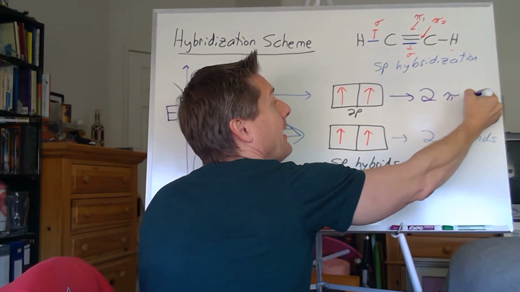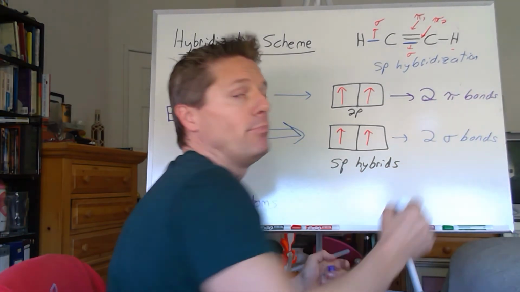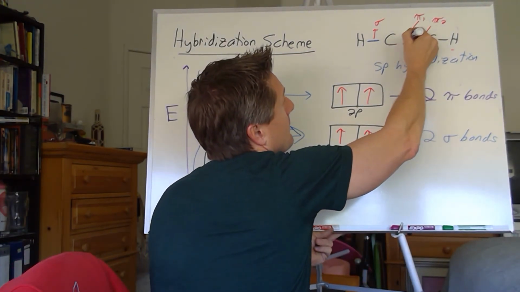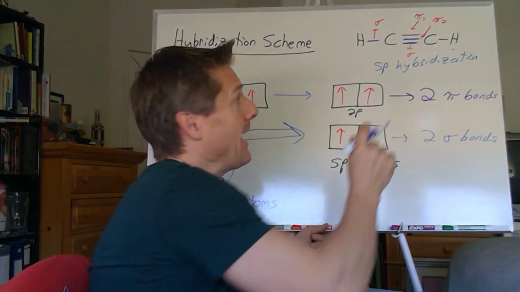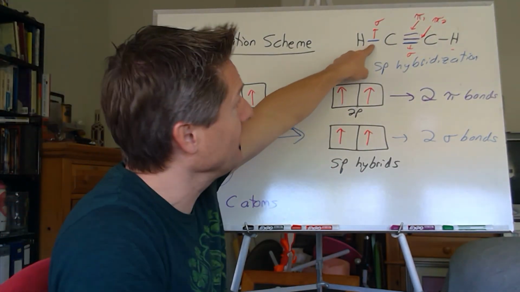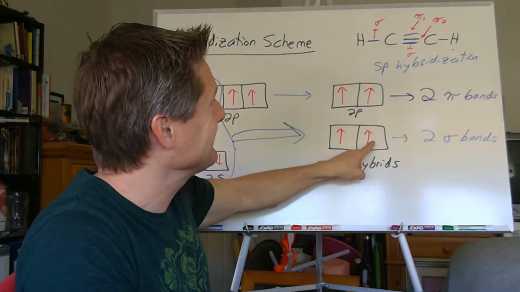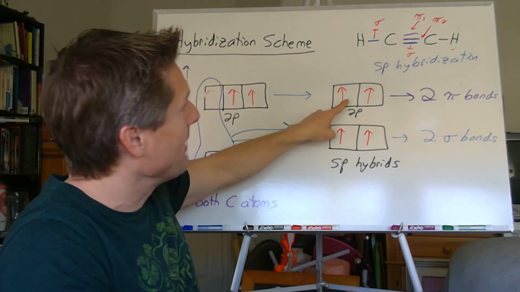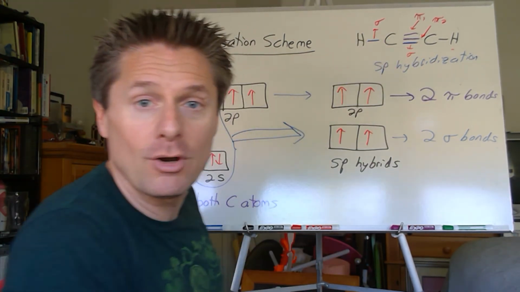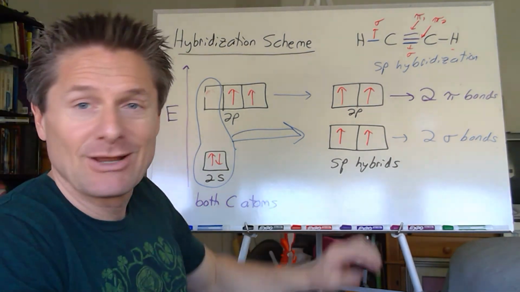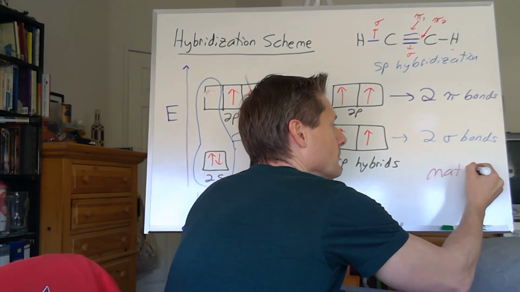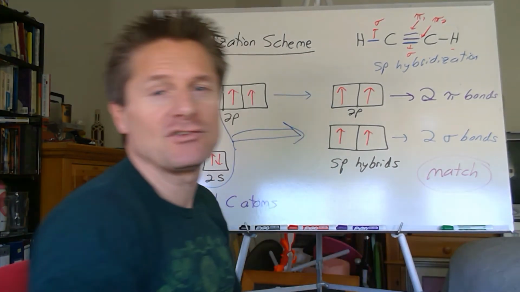2 pi bonds. Pi bond. That would be this line here, and that line there. So we could say this sigma bond goes from the carbon to the hydrogen. That sigma bond goes from the carbon to the other carbon. That pi bond is the second line, and that pi bond is the third line. Oh my goodness. Craziness. So that is a match, gang. That matches our Lewis structure.